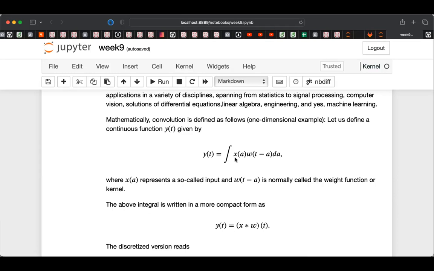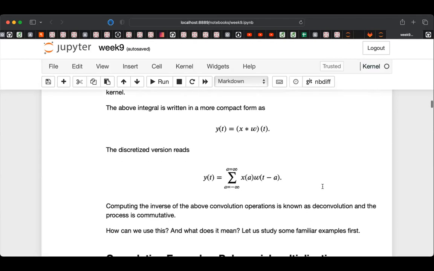You could think of this x as being observations which you're making at given times, just as an example. And then you would filter away noise if you have the possibility to do that. And this w then represents a specific operation which is done on the data set which you have. But mathematically, it's expressed in terms of the integral which you see here. It's often written in a more compact form, like this x asterisk w as a function of t.